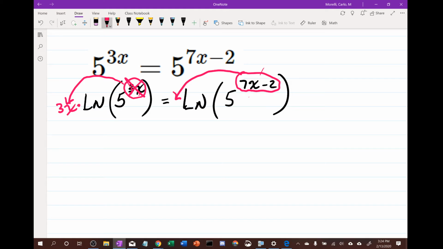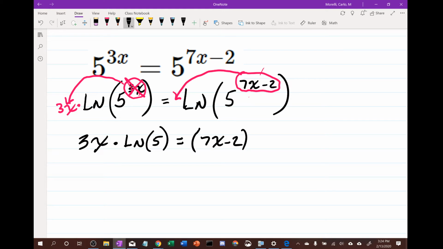Okay? So let me rewrite how I want you to write it. What you should have on your next line is 3x times ln of 5 equals, open parentheses, 7x minus 2, close parentheses. That's that whole thing from the exponent, times, you can finish, Michael. You know what to say. Mm-hmm. ln of 5.